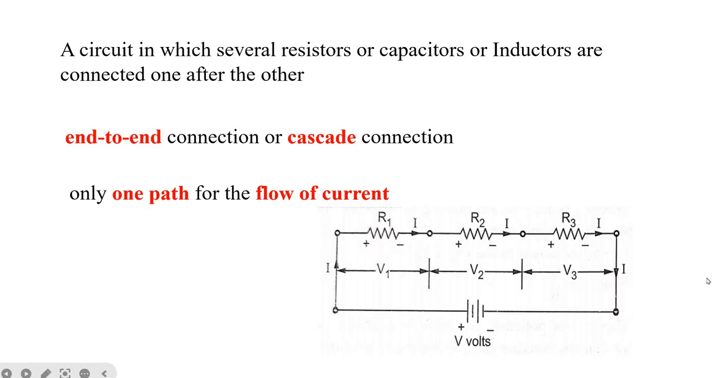Now, if you observe this circuit, you can see the voltage drops are different across the resistors. That is, here it is V1 across R1, then across R2 it is V2, across R3 it is V3. But if you observe, the current flowing through each resistor is the same. Therefore, there is only one path for the flow of current, and the same amount of current will flow through each resistor here.